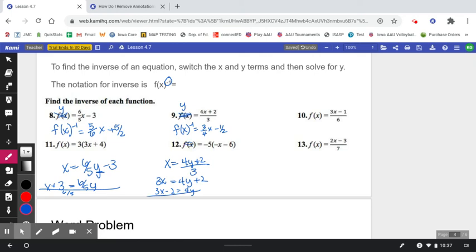Number 12 here, switch this into y equals and then rewrite it as x equals -5 times (-y minus 6). Distribute, which would give me positive 5y plus 30. Subtract the 30, which would give me x minus 30 equals 5y. Divide everything by 5. So my f of x to the -1 is 1/5 x minus 6.